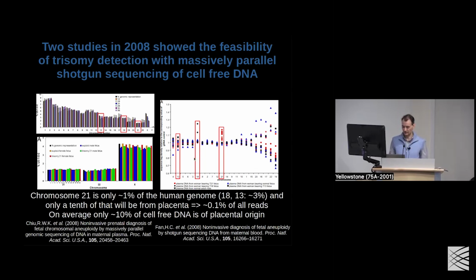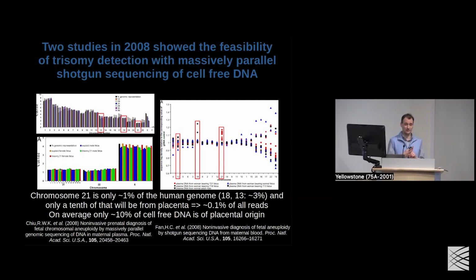For trisomy 21, 13, and 18, you can see that there is separation between cases and controls, but it's not clean separation. And here's another plot from other people. There were two papers that came out in PNAS in 2008. You can see that you're really looking for very, very small deviations in abundance. And the reason for that is the following.